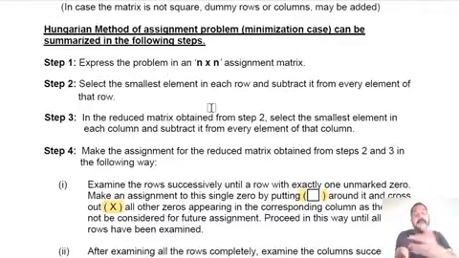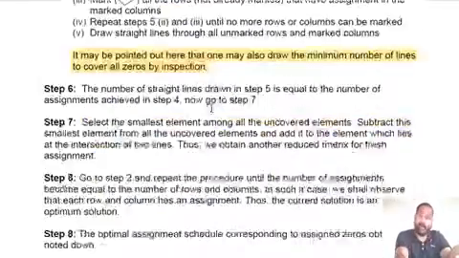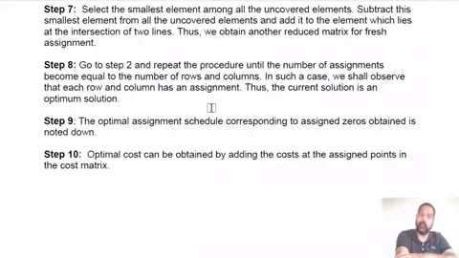Step 2 was row reduction. Correct. After redefining the matrix, we have to go back to row reduction, column reduction and then assignment. Go to step 2 and repeat the procedure until the number of assignments becomes equal to the number of rows and the number of columns. In such a case, we shall observe that each row and column has an assignment. Thus, the current solution is an optimal solution.